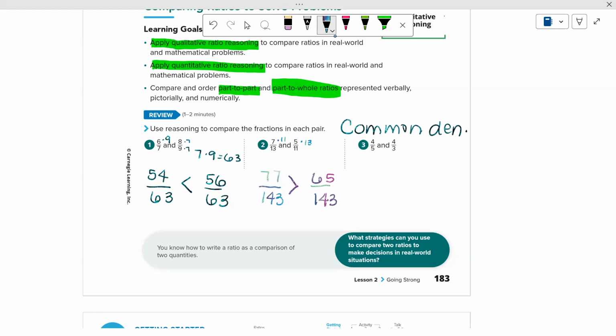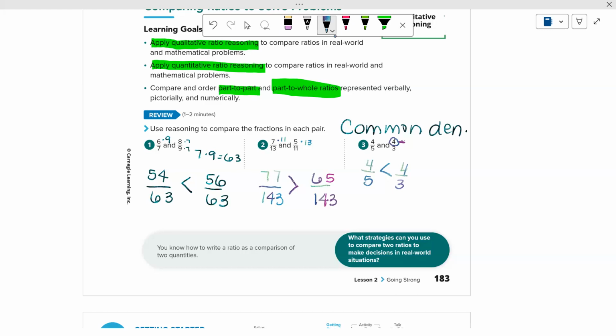My final one, 4/5 and 4/3. I don't even have to do any math here. I just should know that 4/3 is not a proper fraction. It's an improper fraction. 4 is greater than 3, so I automatically know that 4/5 is going to be smaller than 4/3. 4/5 is not even 1 whole, and 4/3 is greater than 1 whole.